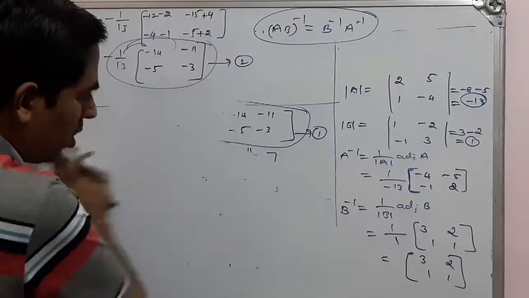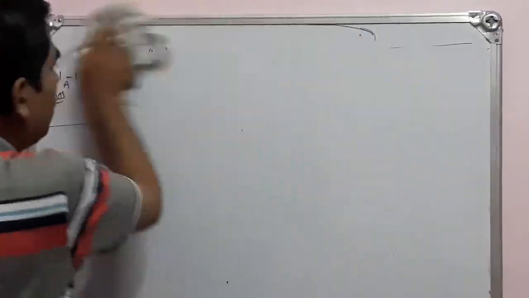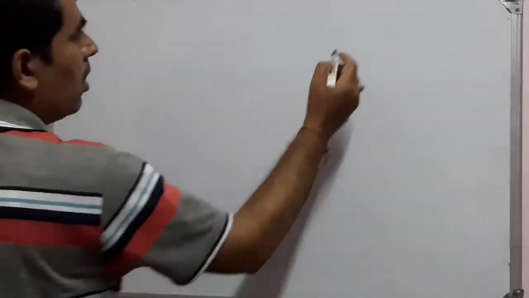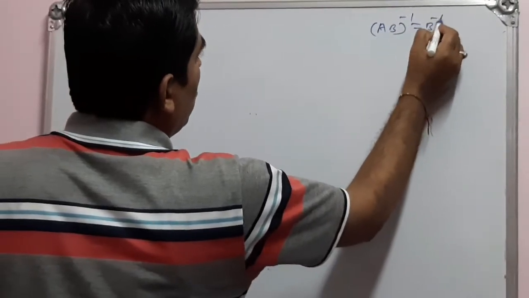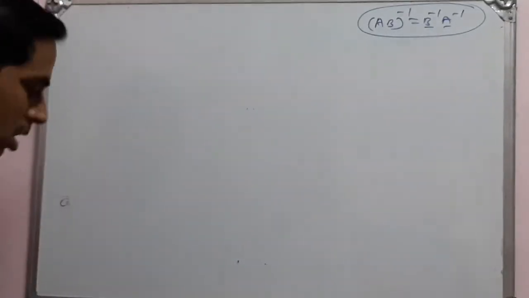So what is the theorem we have proved in this class? If A and B are two invertible matrices, then AB inverse is equal to B inverse A inverse. Okay, you have to consider the matrices in reverse order.